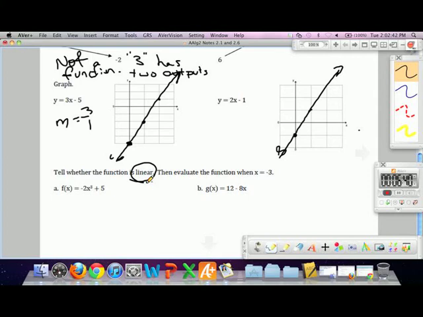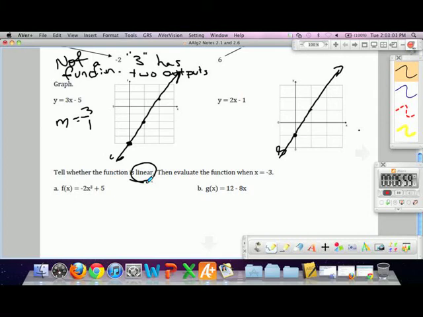So, is the first one linear? No, this is actually cubic. It's got a third power. Is the second one linear? Yeah, absolutely. Once you've done that, quickly evaluate what happens to those functions when x is equal to -3 on your own, please.